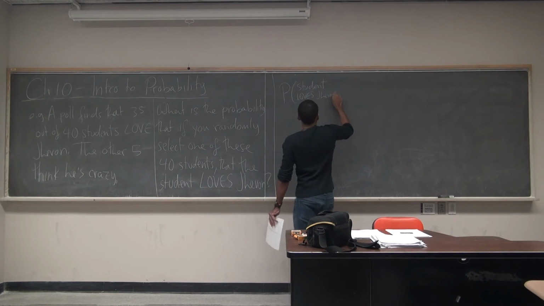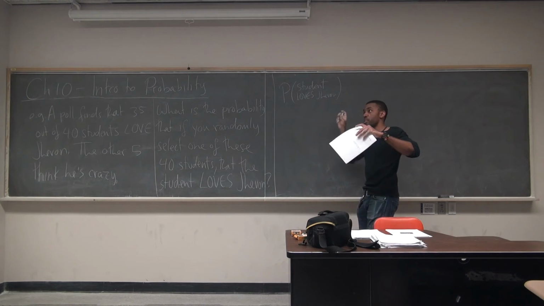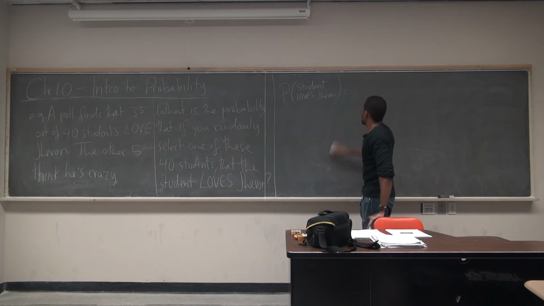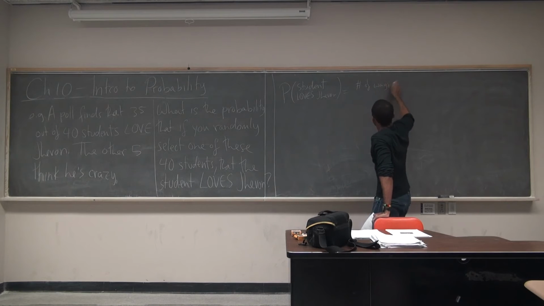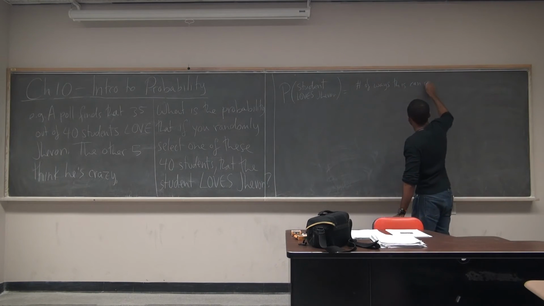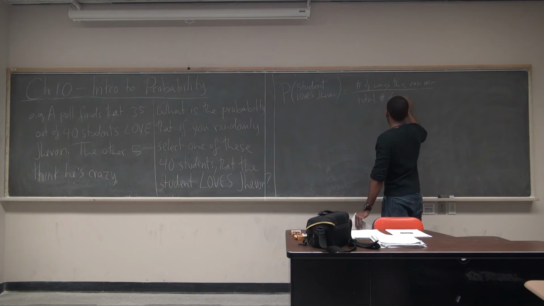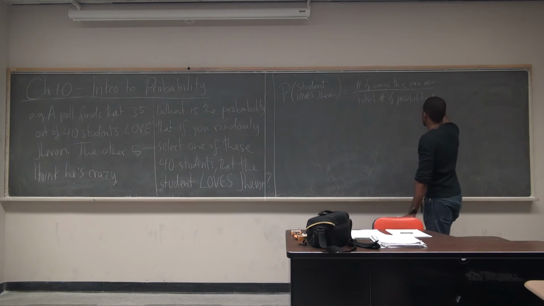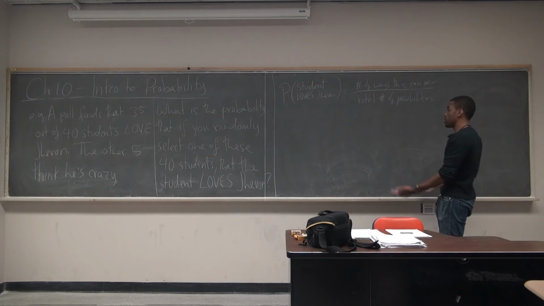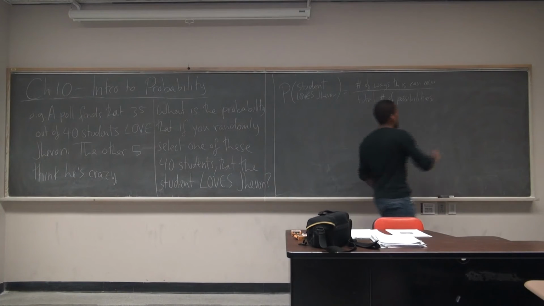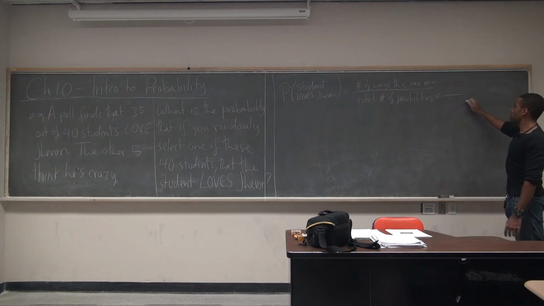So the probability that a randomly chosen student loves Jhevon. In addition, you could have said, let A be the event the student loves Jhevon. You write P of A here. This is equal to the number of ways this can occur divided by the total number of possibilities. In this case, the total number of possibilities is 40, because I'm picking from a group of 40 people. So it's possible to get any one of these 40 people.